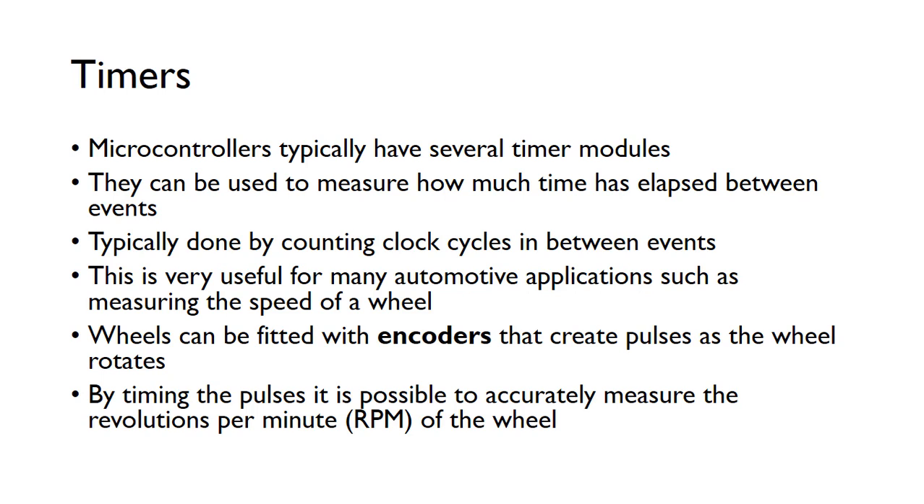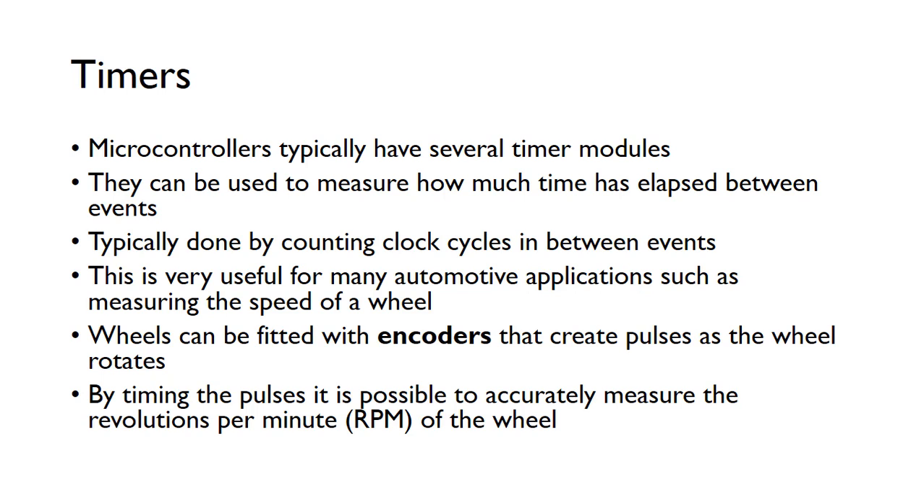So microcontrollers typically have several timer modules, and they're often used to measure how much time has elapsed between events. This is essentially done by counting the number of clock cycles that occur in between events. So this is very useful for many automotive applications, such as measuring the speed of a wheel.